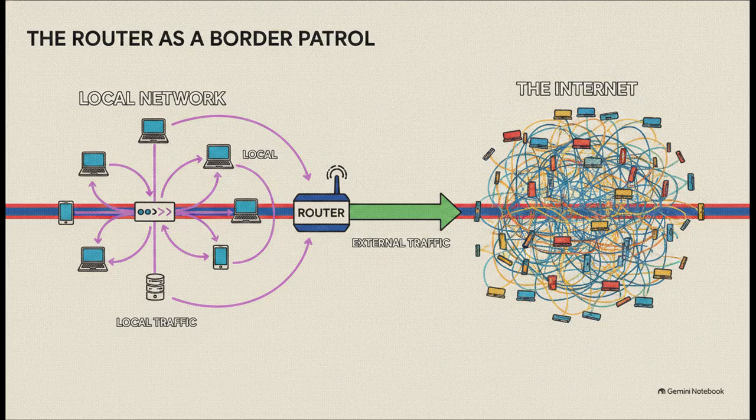A switch will only ever escalate a frame up to a router if the destination IP address of that data packet is actually trying to leave town to visit a completely different subnet. It's a really great division of labor. If the traffic is just local chatter, the switch handles it. But if the traffic is destined for the wider internet or an entirely different logical network, it gets handed over to the router to cross that strict Layer 3 boundary.